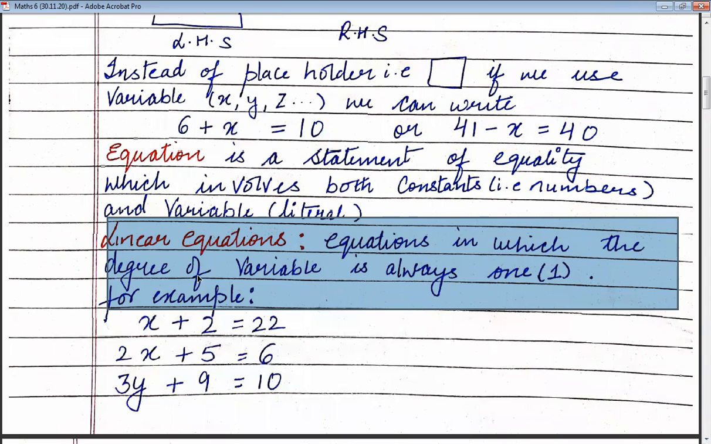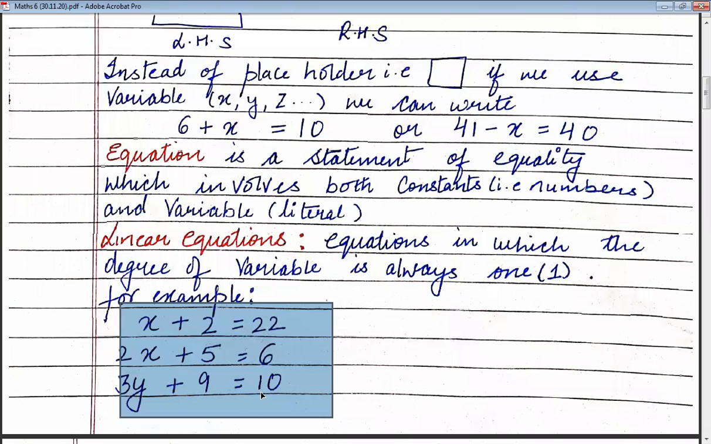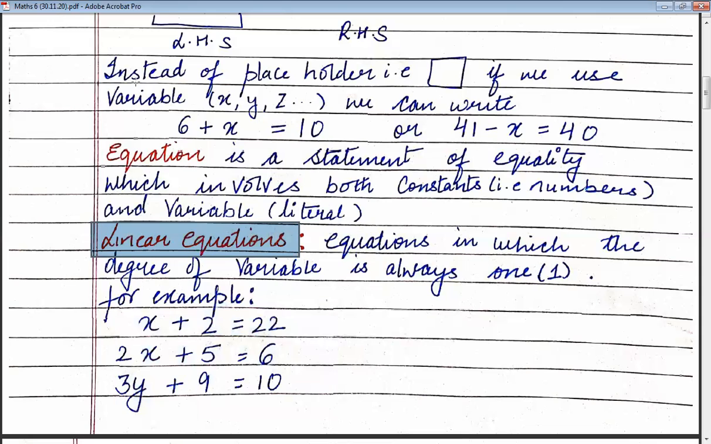Now children, all these three examples are equations. Why are these three equations? Because in the first one, have a look, you have an equal to sign, you have a variable, and you have constants. Even in the second and third also, you have an equal to sign, you have your left hand side, you have your right hand side. So all these three are equations.